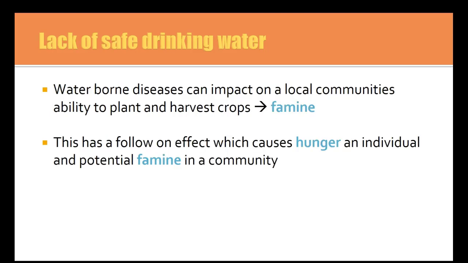So a lack of safe drinking water can also result in famine because any waterborne diseases will impact on the local community, because the workers will be sick, so they can't plant and harvest the crops, and that results in famine. However, there's also that an individual will suffer from hunger because they can't afford to buy food because they're not working. And that will then have the potential for famine in a community as well. So famine and hunger are kind of interconnected.